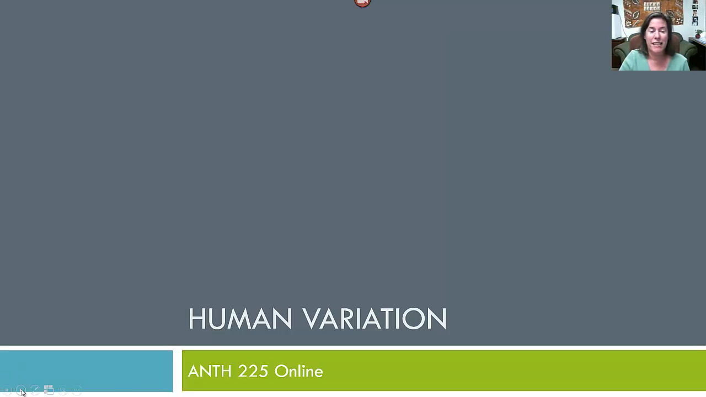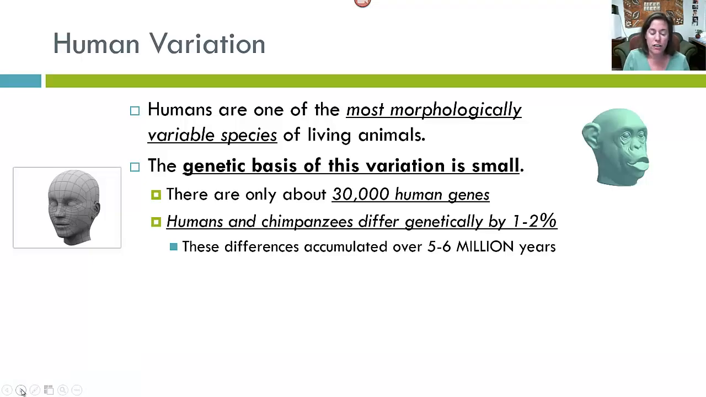Hi, the title of today's lecture is Human Variation. It's very interesting because humans are one of the most morphologically variable species of living animals. And despite how morphologically variable we are, the genetic basis of that variation is exceptionally small. According to researchers involved in the Human Genome Project, there are only about 30,000 human genes.